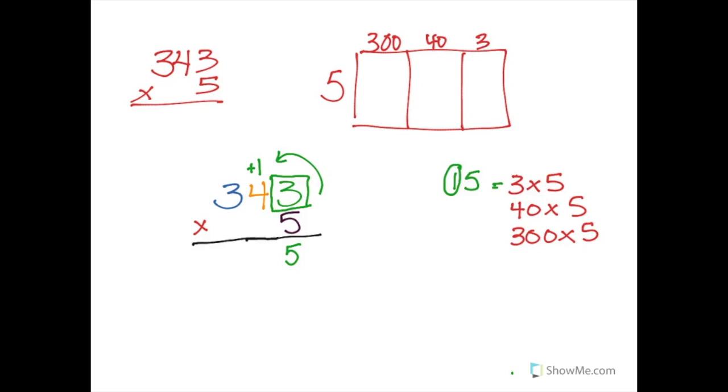So next we're going to go right here, and we are going to multiply 5 times 4 tens, which is the same as doing this. Well, 5 times 4 tens is 200. Plus the 1 right here that I need to add, or 210.